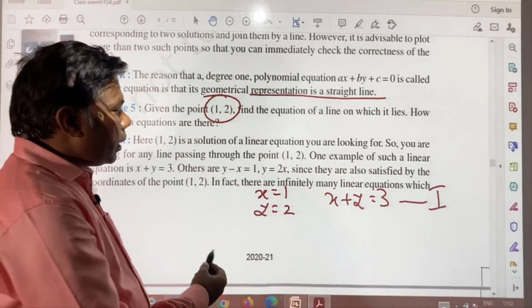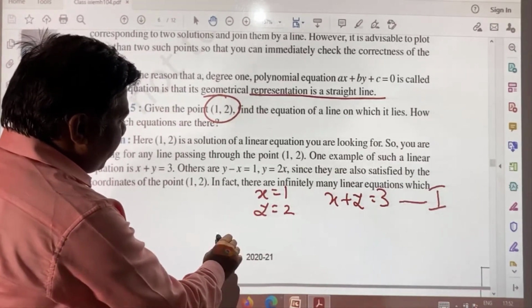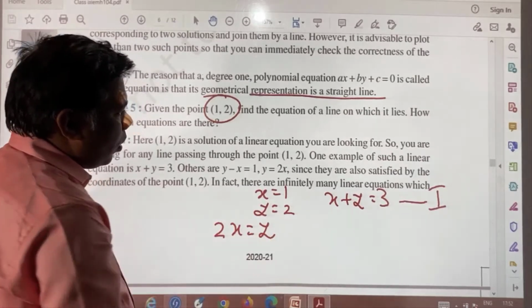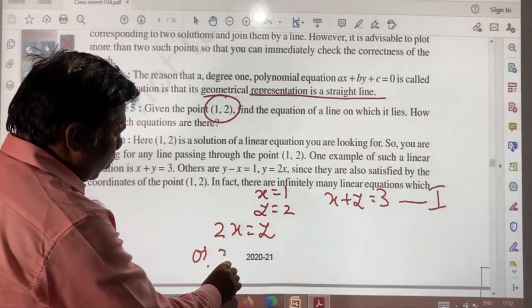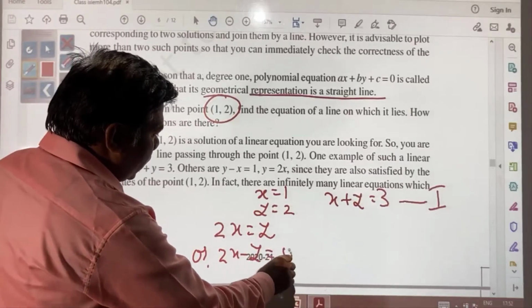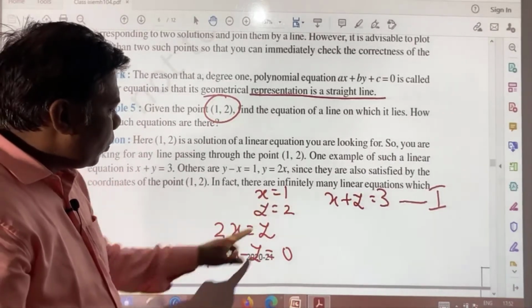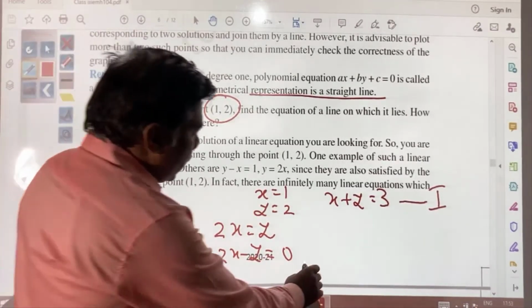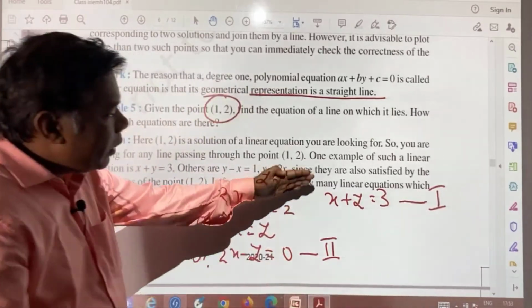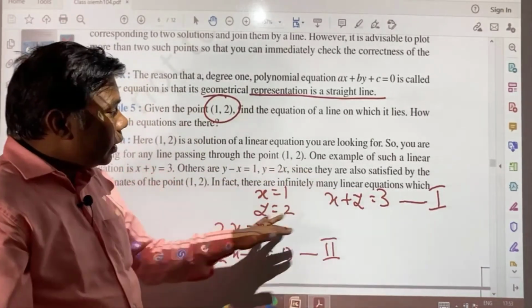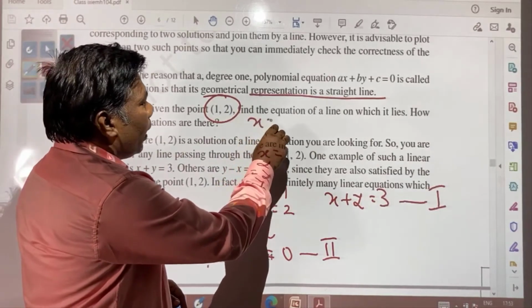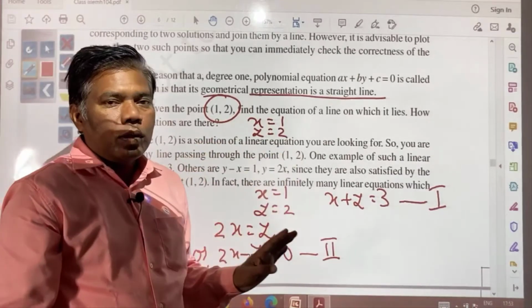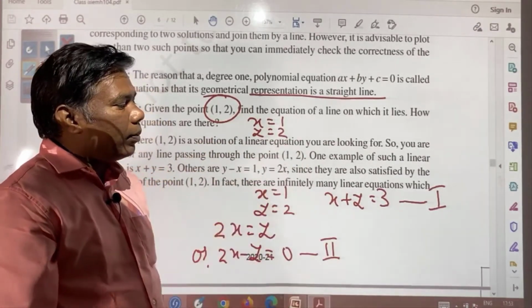The other equation, what equation can be formed, you see? Suppose 2 into x, 2x is equal to y, or it can be written 2x minus y is equal to 0. Just you see, put the value x is equal to 1, 2 into 1 is equal to 2. So this is equation 2. So in this way many equations can be formed. Just think yourself, if you have x is equal to 1 and y is equal to 2, which type of equations can be formed? Infinitely many equations can be formed.